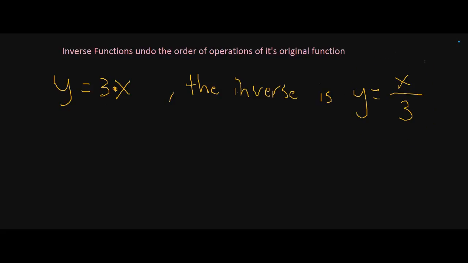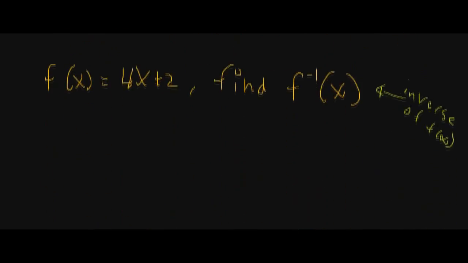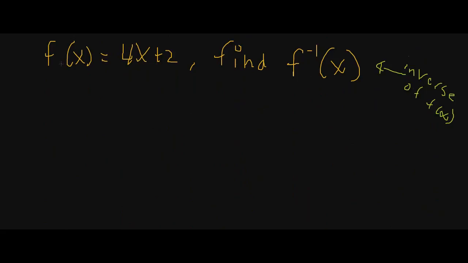All right, let's look at one more example problem. We have f of x equals 4x plus 2, and we want to find the inverse. When you see this notation, that just means finding the inverse of f of x. There are 2 ways we can do this. One way is to do what we just talked about. Our function multiplies x by 4 and adds 2.